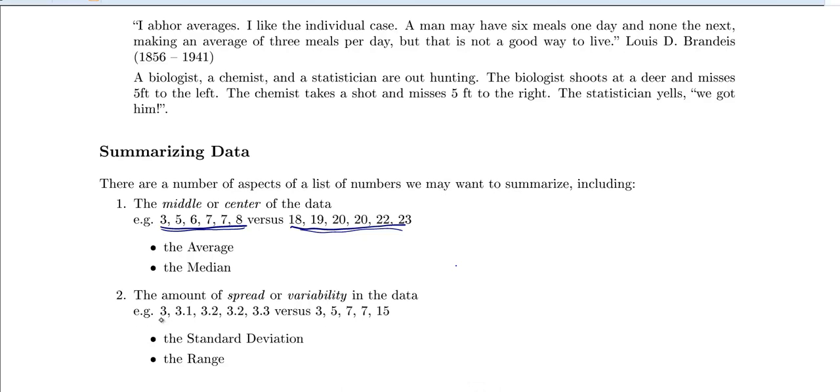But these two sets of numbers, 3, 3.1, 3.2, 3.2, and 3.3, that's a very different set of numbers than 3, 5, 7, 7, and 15. Notice my second set is much more spread out. There's much more of a difference between my numbers. So to measure the amount of spread or variability, we're going to talk about standard deviation or range.